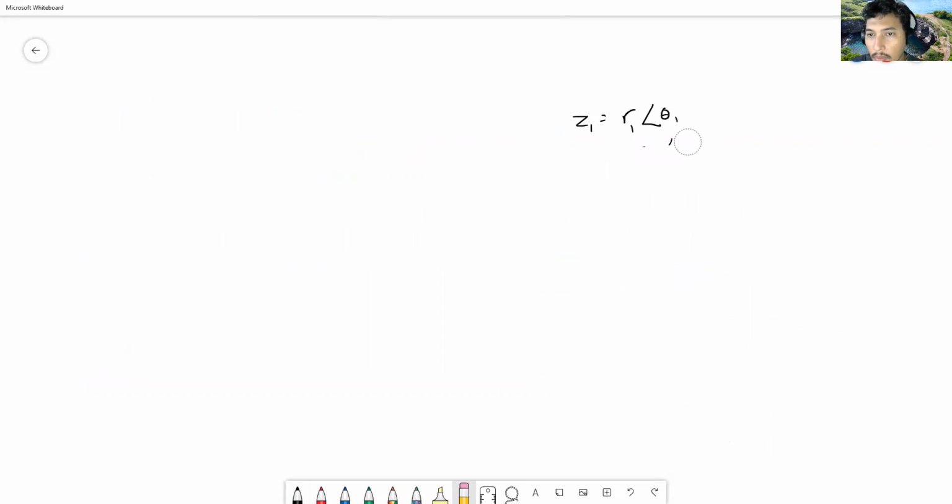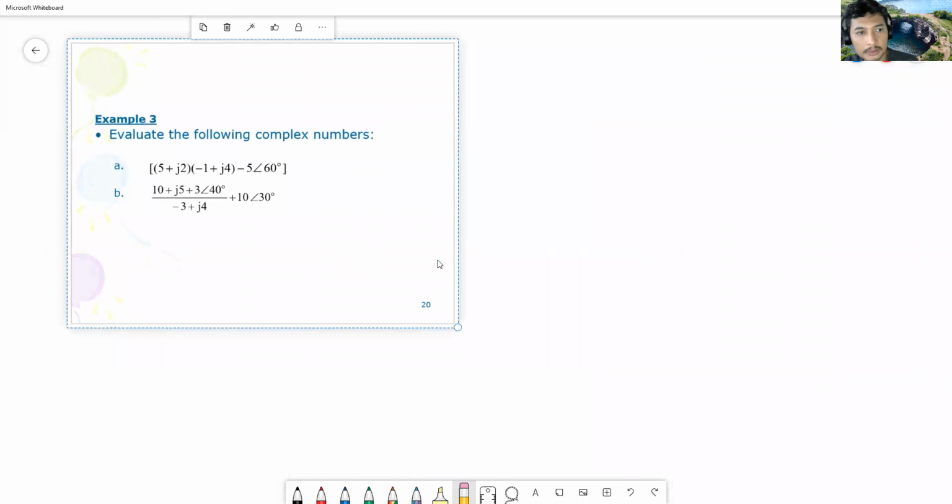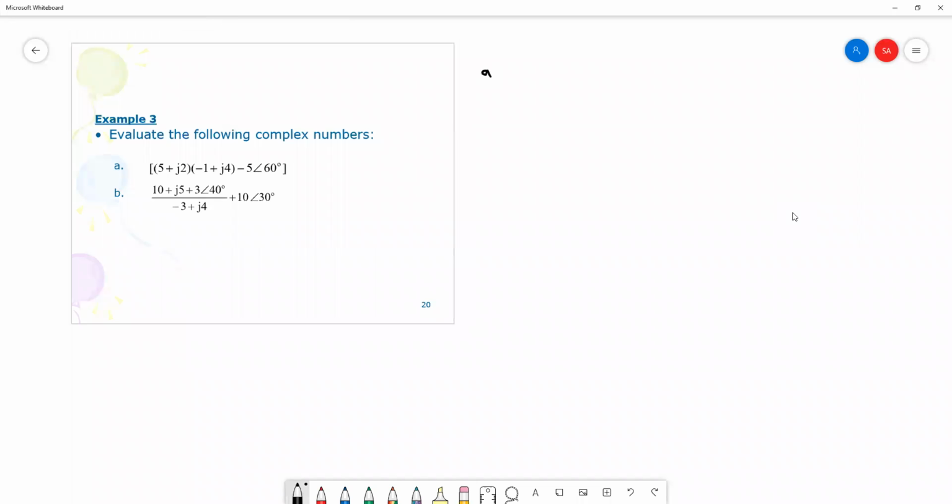And next we go for an exercise, a very little exercise. Evaluate the following complex numbers. We have two exercises, A and also B. For example, question A: 5 plus J2 multiplied by minus 1 plus J4, minus 5 angle 60 degrees.